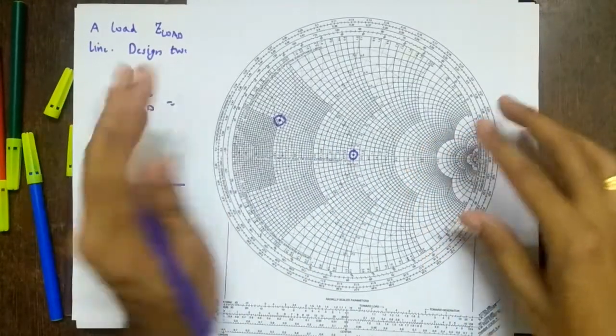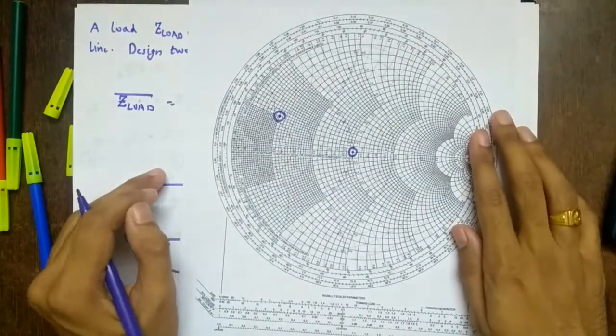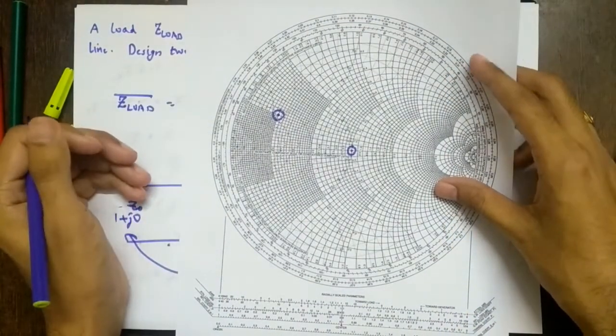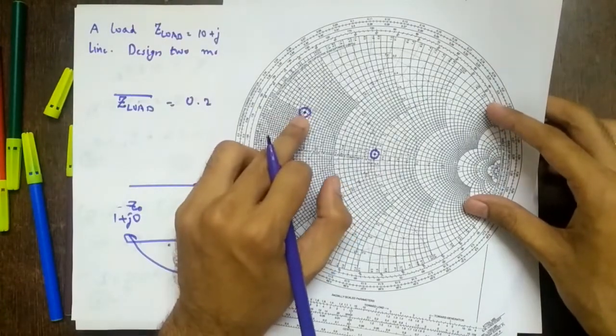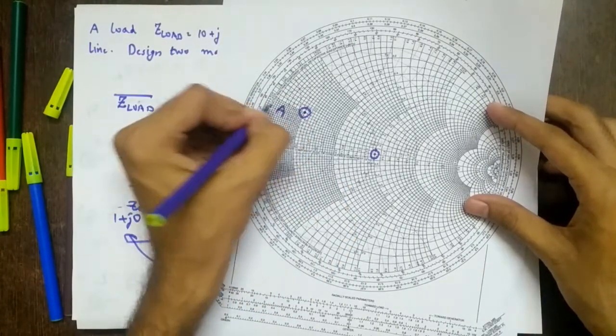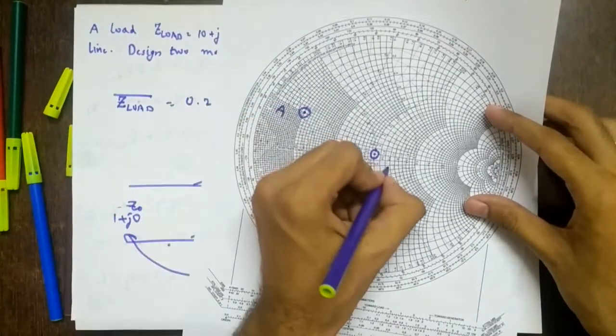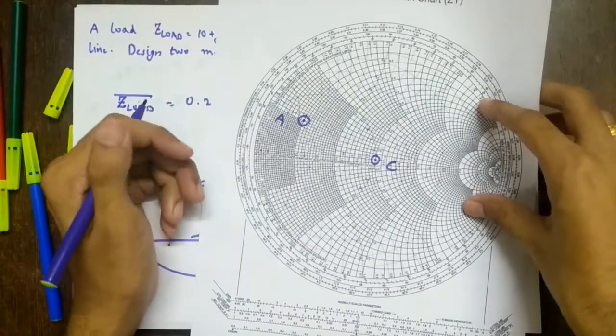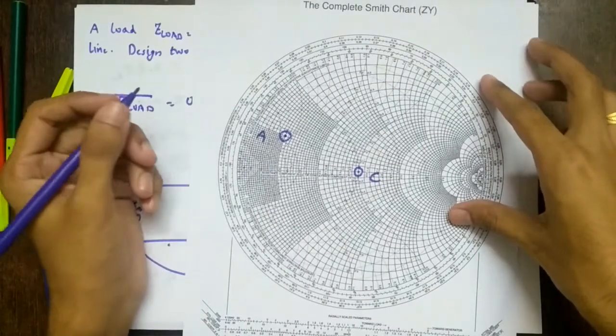So how to bring that? That we study in this matching technique. So that is the numerical actually. Okay. So let's say this is point A and we have to match point A with point C. Okay. So there are two solutions. So let's see the first solution.